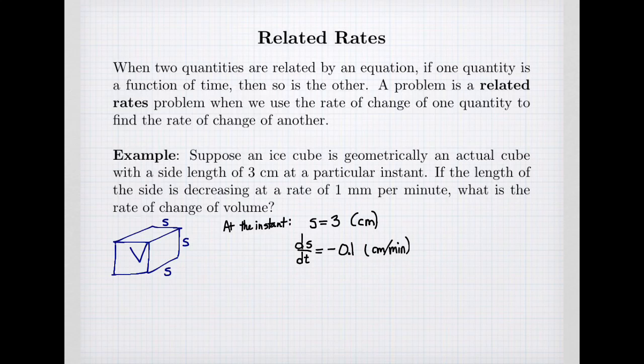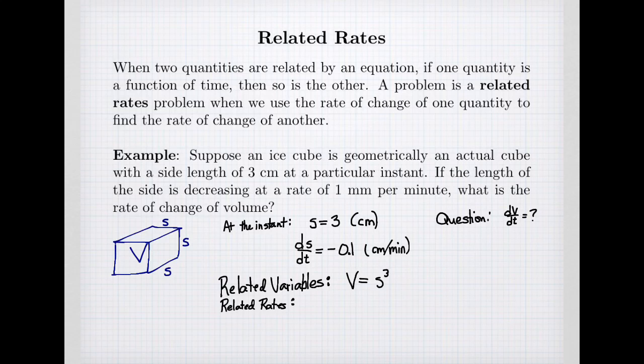We want to know the rate of change of volume. The rate of change is given by a derivative, and so our question is, what is the rate of change of volume? In order to answer this question, we start by creating an equation for the variables. Our volume can be found as the cube of our side length, and this is our related variables equation. From this, we create a related rates equation. A related rates equation is found by taking derivatives, just like we did with implicit differentiation, of both sides of our equation, except that our independent variable is time instead of one of our quantities of observation. Our related rates equation says that the rate of change of volume, dV/dt, is the derivative of s cubed with respect to time, which is 3s squared ds/dt using the chain rule.